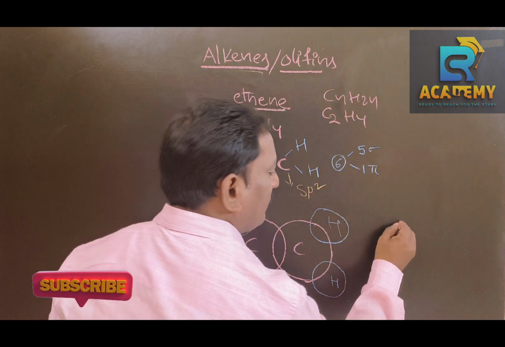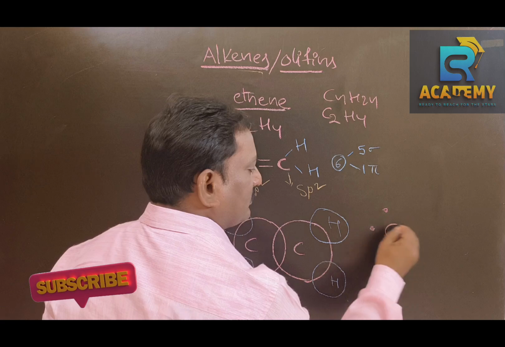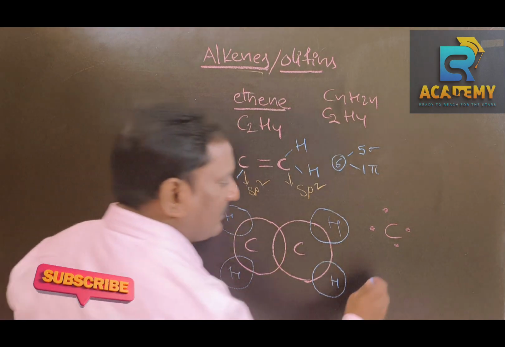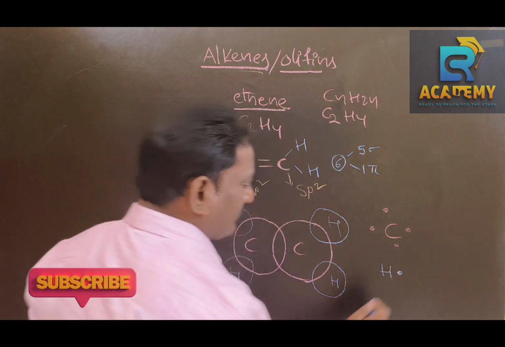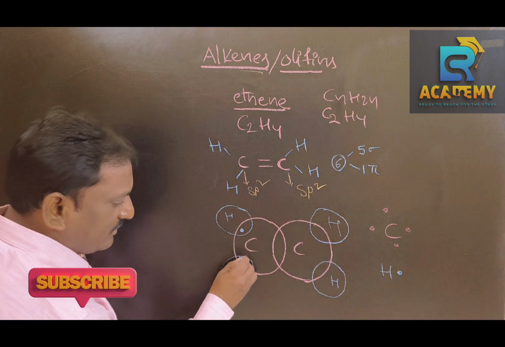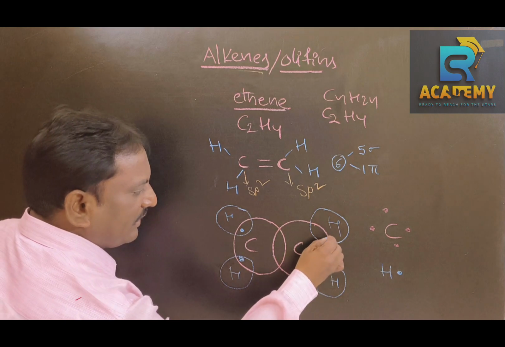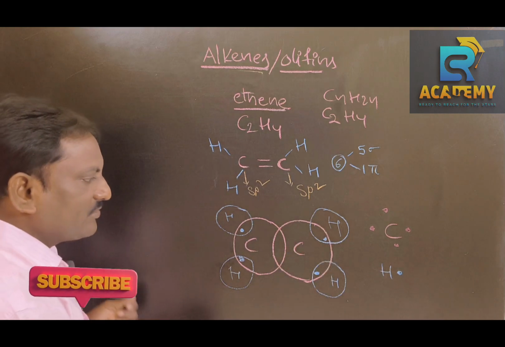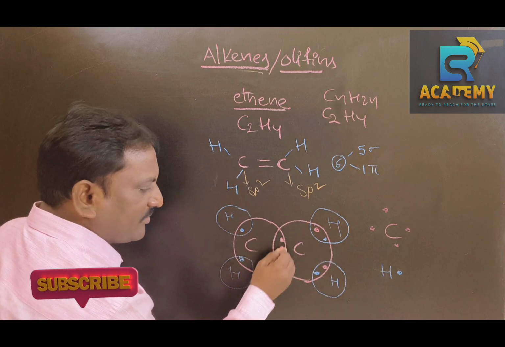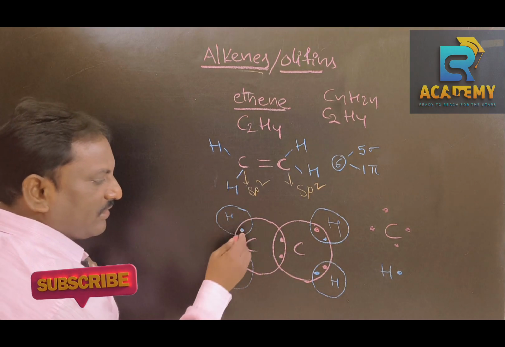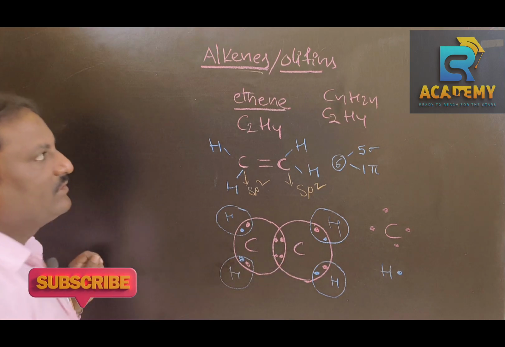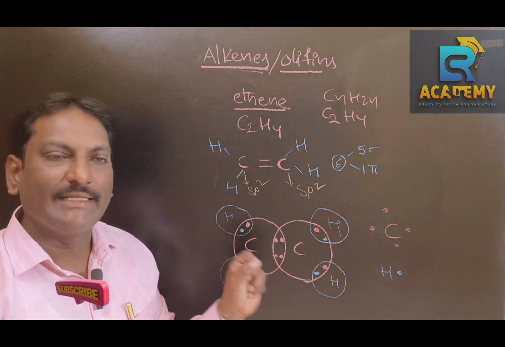Carbon Lewis dot structure, 4 unpaired electrons. Hydrogen Lewis dot structure, H dot. So hydrogen: H dot, H dot, H dot, H dot. Each carbon has 4 unpaired electrons: 1, 2. The remaining 2 unpaired electrons must be placed here. For this carbon atom also: 4, 1, 2, remaining 2. This is the Lewis dot structure of ethene.